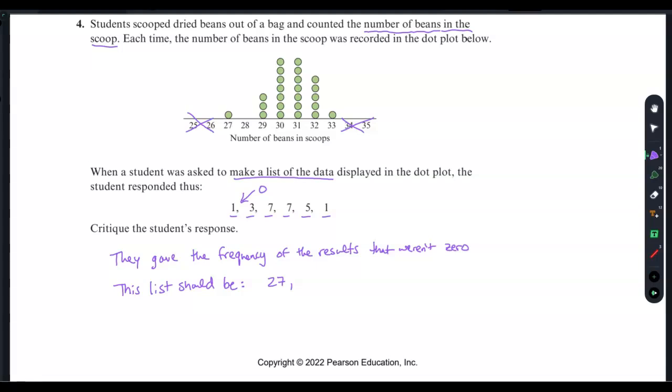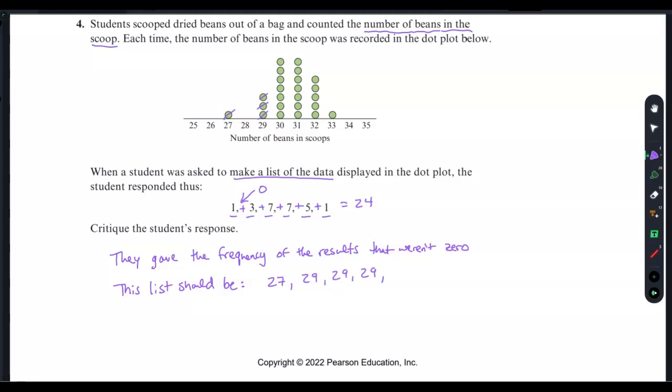So what's the next one? They had scoops that were 29, and I'm going to cross these off as I get to them. They had 3 scoops that were 29. That would be like saying this one is 29 beans, this one's 29, this one's 29, and that takes care of those 3. I'm going to list out all of the data values here. If I add my frequencies together, 1 plus 3 is 4, plus 7 is 11, plus another 7 would be 18, plus 5 would be 23, plus 1 would be 24. So we're going to list out all 24 scoops.